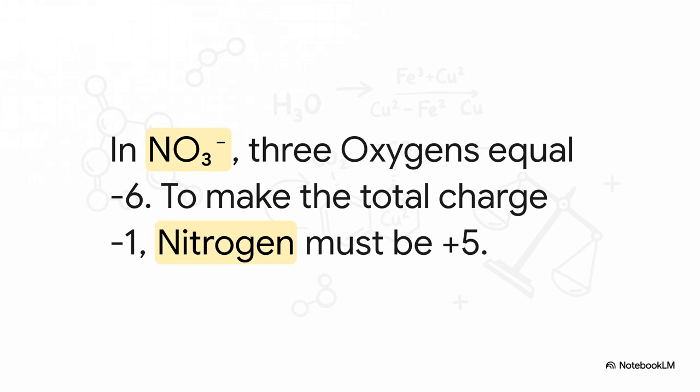We've got 3 oxygens, each is a -2, so that gives us a grand total of -6. But wait, the whole ion has a charge of -1, so the oxidation numbers have to add up to -1 this time. What number plus a -6 gives you -1? +5. So the nitrogen atom here must be a +5. See? It's not a guessing game at all. It's just a little logic puzzle.